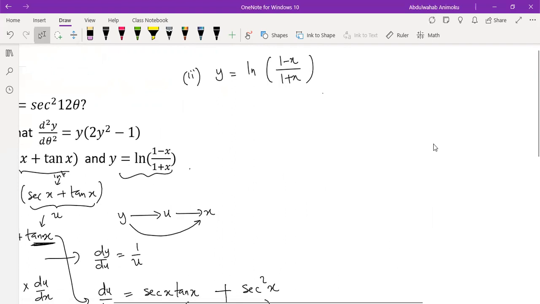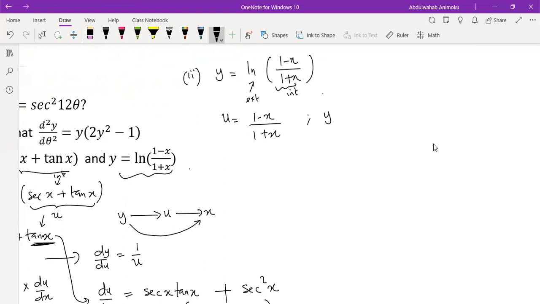Again, you can see you have nested functions. ln is the external one, and the internal one is here, which is u. So substitute u for the internal part of the function. Okay, I think this makes sense. This now means that our y is going to be ln u again. So using the chain rule, dy/dx would basically be dy/du multiplied by du/dx.